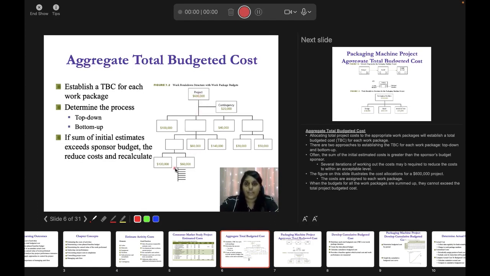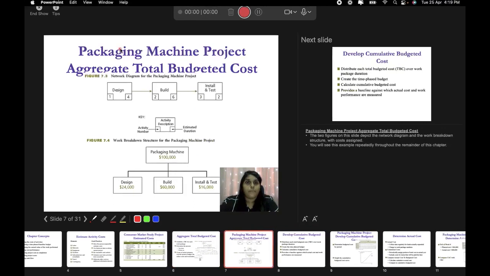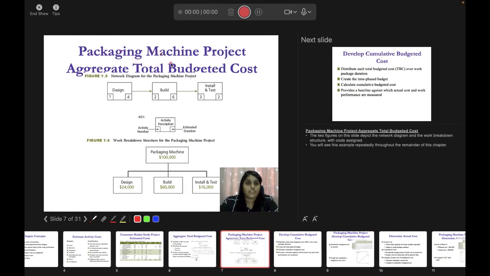Okay, now, packaging machine project aggregate total budget cost. This is the network diagram for the packaging machine project. You have your activity number here, you have your duration here. Now, when you create the work breakdown structure, you will put in the packaging machine because the task is packaging machine, and then you will put in the key tasks: design, build, and install and test. And then you will allocate this 100,000. You will break it down into all these three, right?